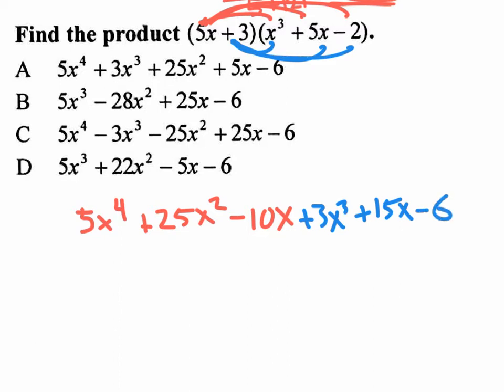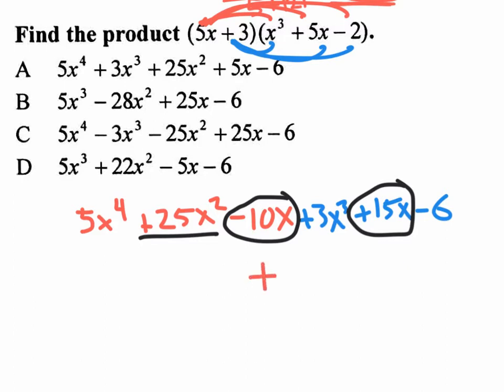So out of all of those terms, what could we combine? We could combine the 25x squared. No, we can't. We can only combine the negative 10x with the positive 15x, huh? And we will get positive 5x. And then it's just a question of bringing everything else down.